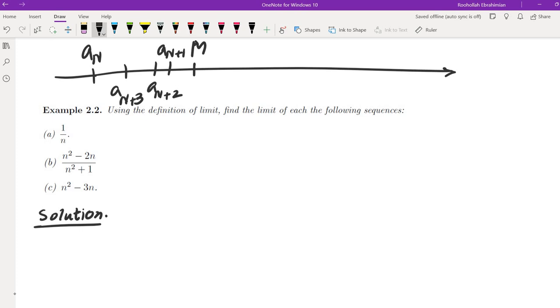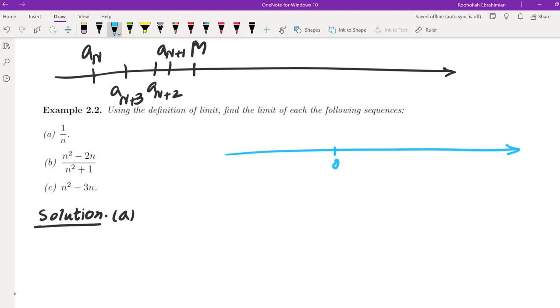So the first thing we need to do in order to be able to find the limit is to guess what the limit is. And this is something that you can do by using your intuition that you have built in single variable calculus. So let's start from part A. 1 over n. So what is the limit of 1 over n? If you look at the sequence, it's 1 over 1, 1 over 2, 1 over 3, 1 over 4, 1 over 5. As you see, it converges to 0. So it goes to 0.